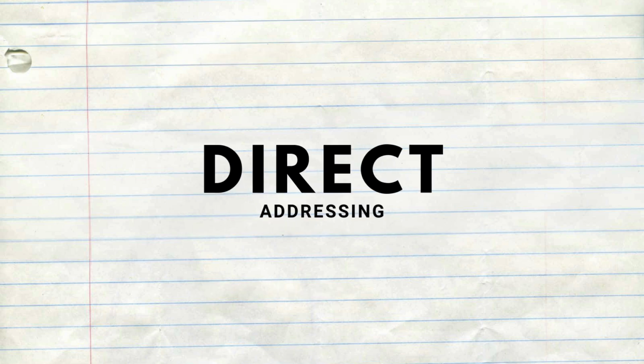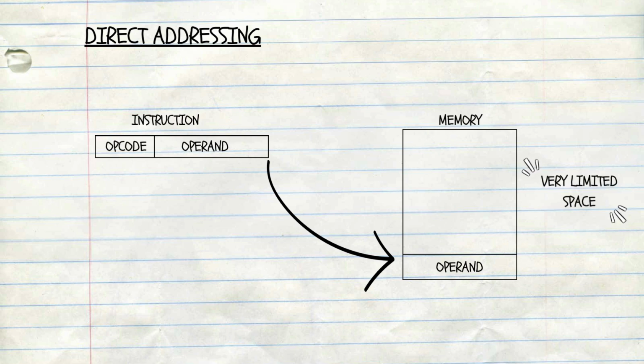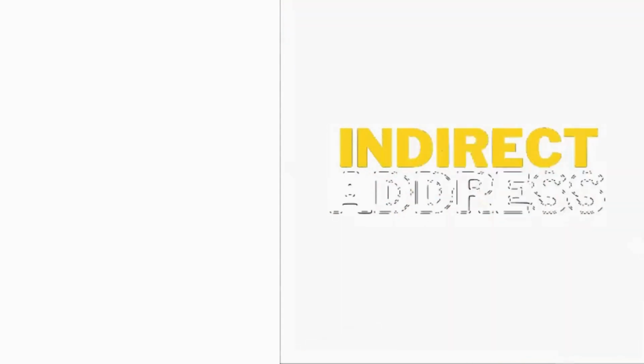In direct addressing, the instruction provides the effective address of the operand. While it's simple and requires only one memory reference, it has a limited address space, making it less versatile for larger applications. For example, an instruction add R1, 1000, where 1000 is the memory address containing the value to be added to R1. Let's look at indirect addressing.